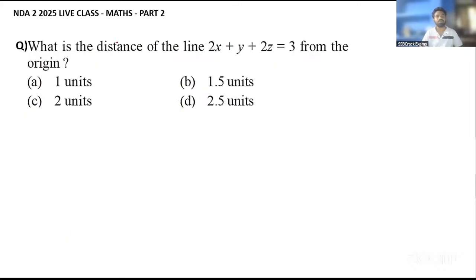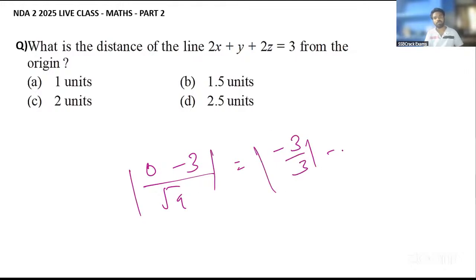Next question is, what is the distance of this line from the origin? You can again do this. It is 0 minus 3 upon root of 2 square plus 2 square plus 1 square, root 9, which is equal to minus 3 modulus, upon 3, it is 1.